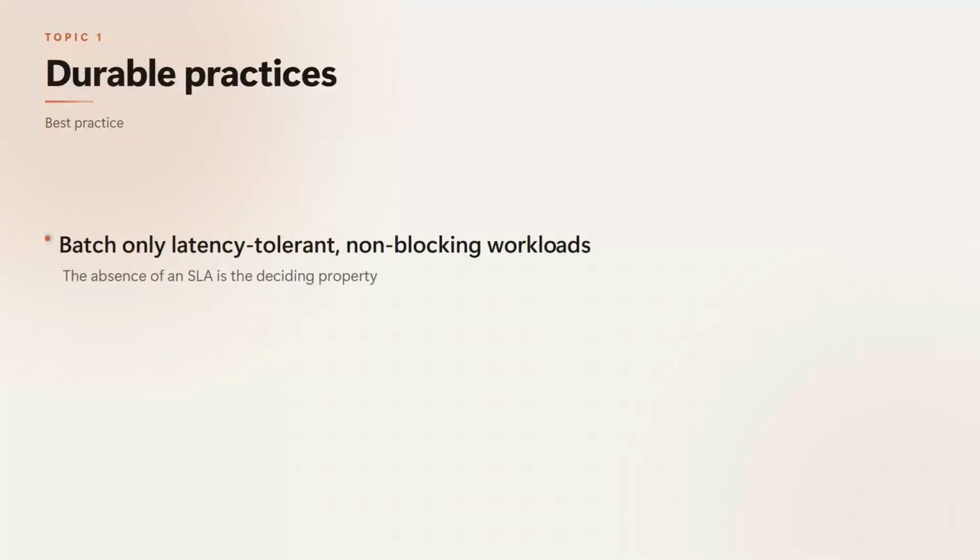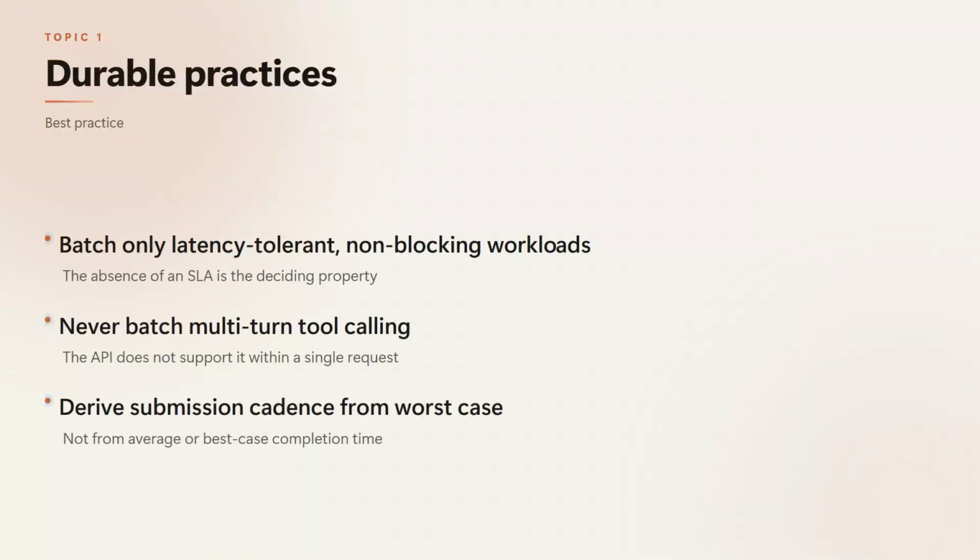The durable rule, batch only what can wait. The deciding property is the absence of a latency SLA, not the typical speed. If a workflow blocks a user or a downstream system, keep it synchronous. Never batch an agent that makes multi-turn tool calls, the API simply doesn't support it. And when you calculate how often to submit, use the worst case, a 24-hour processing window plus your accumulation window must fit inside the total SLA. Designing around the best case, it usually finishes in an hour, is the mistake that creates fragile systems.